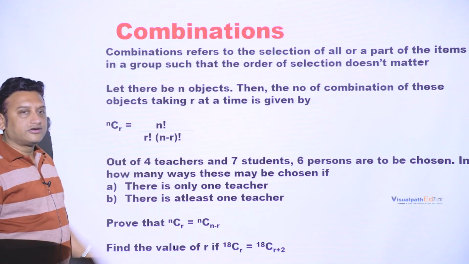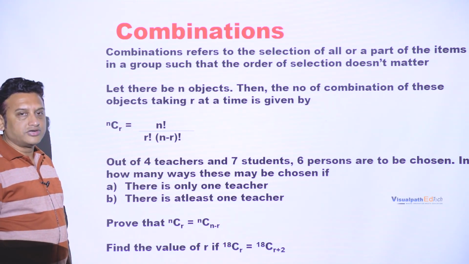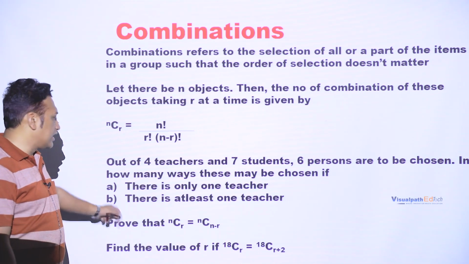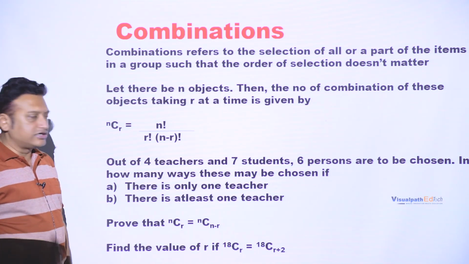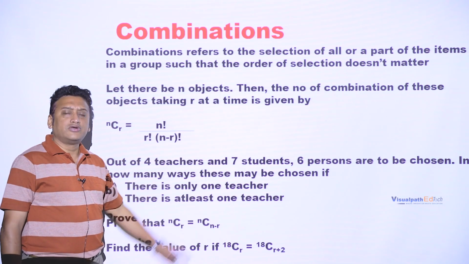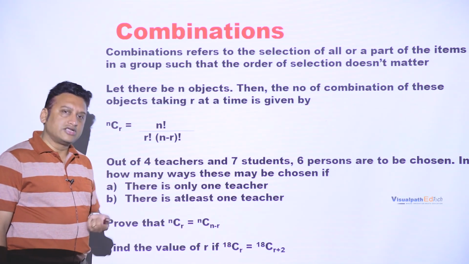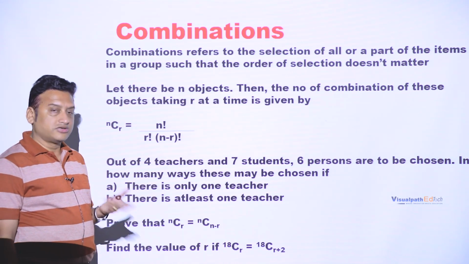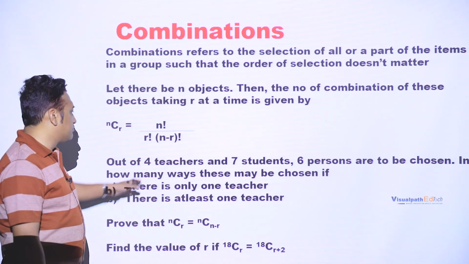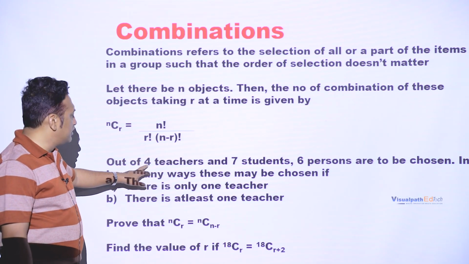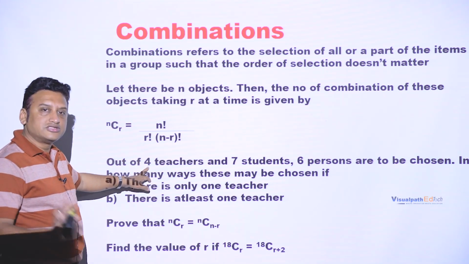What are the different ways by which you can select? How many ways can you select the team? Second, there is at least one teacher. Now, this is very interesting. When it is said there is at least one teacher, then there can be one teacher, 2 teachers, 3 teachers, 4 teachers, but there cannot be 5 teachers, because the maximum number of teachers available is 4 only.